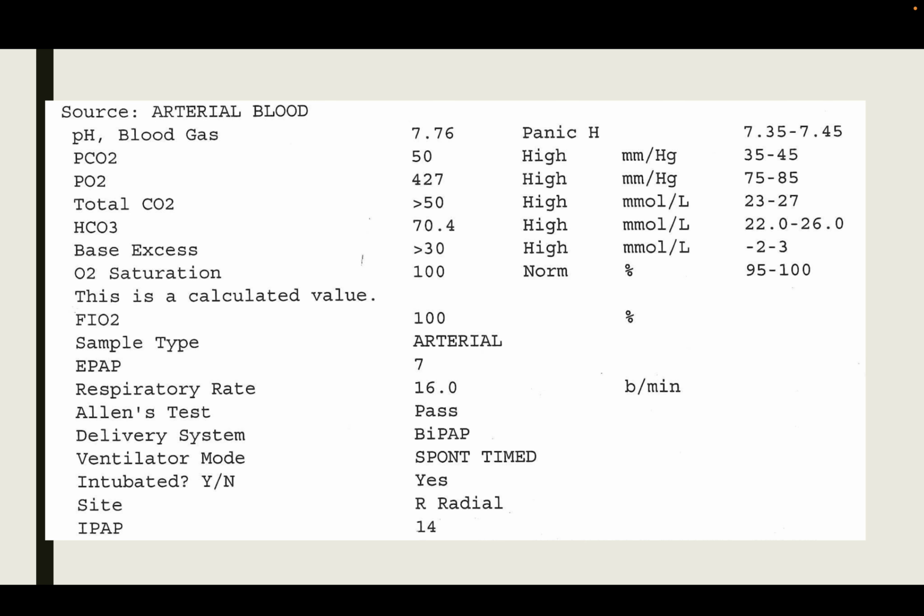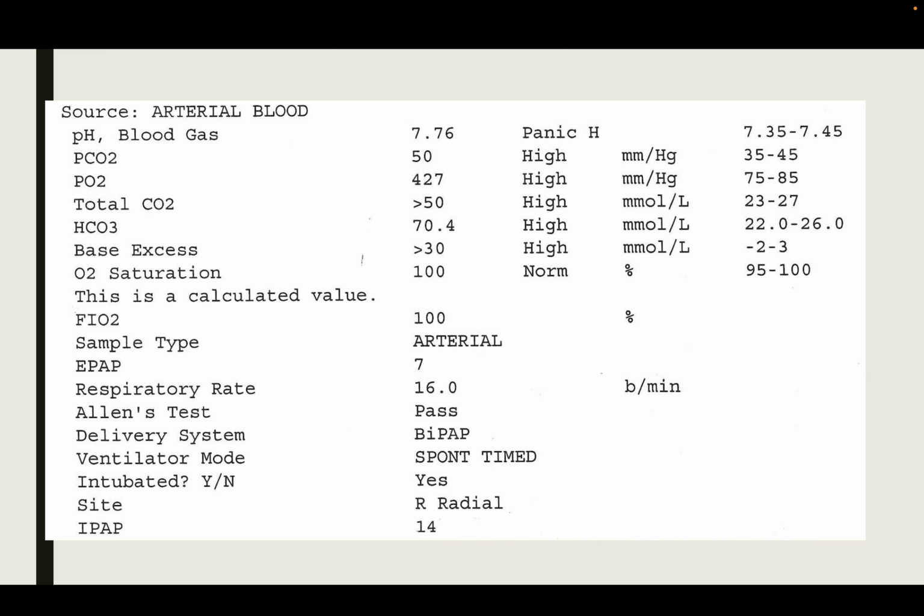Let's move down one to our CO2 level, carbon dioxide level of 50. Is that too high, too low, or just right? That's a little high. So our normal range is 35 to 45. So we have a high pH level. We have a high CO2 level. So think, does that make sense? If I have a high CO2 level, should my pH level also be high? And no, it shouldn't. That doesn't make sense.